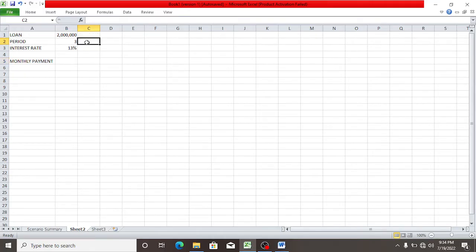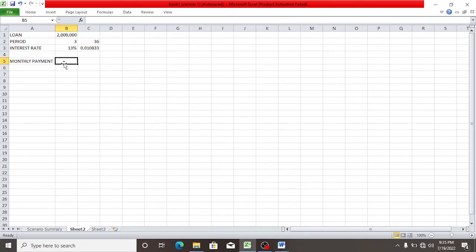So let's first convert. To get the period, it's going to be 3 years times the number of months in a year. The 12 months in a year, we know that. So let me press enter. Then to get the monthly interest rate, it's going to be 13% divided by the number of months in a year. Okay. So to get the monthly payment, let's use the function, which is PMT.